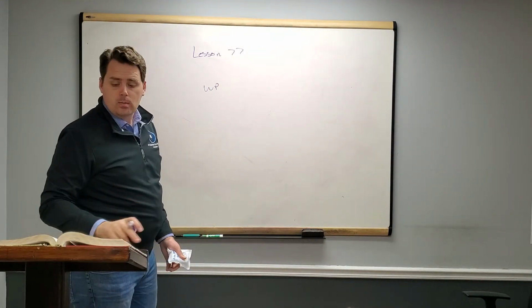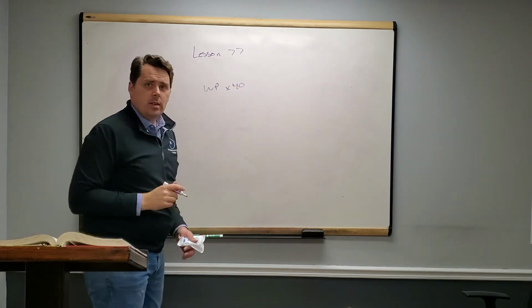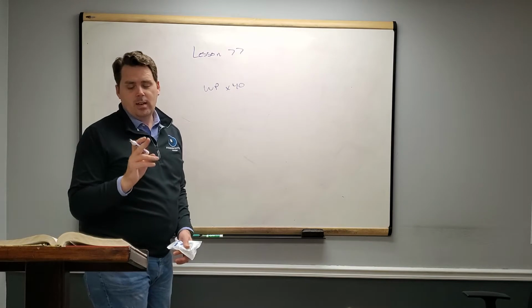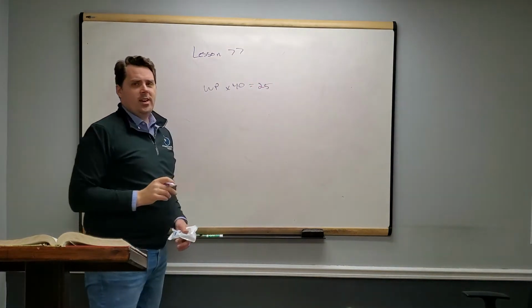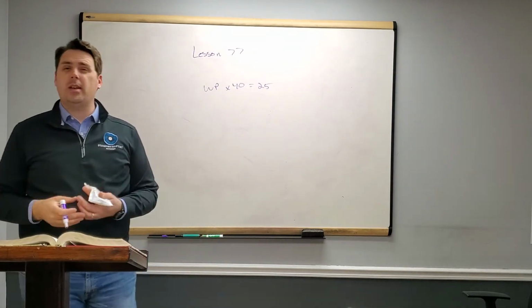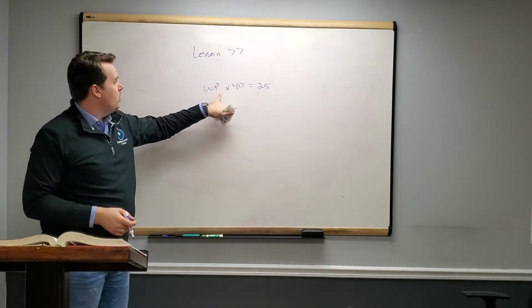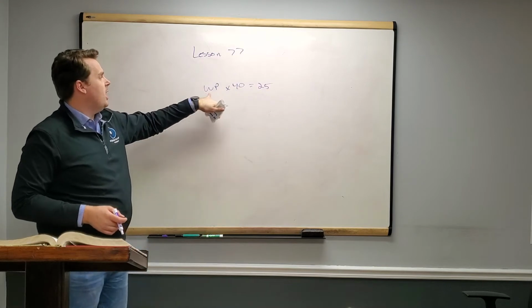Of means what? Times. What percent times 40 is means what? Equals 25. Now remember, every one of these problems is really kind of like an algebra problem. This is my unknown. This is what I don't know. So what number times 40 equals 25? In this case, that's what percent.